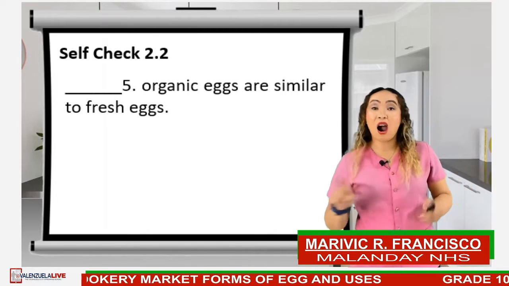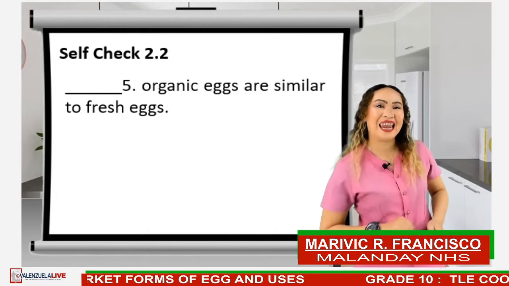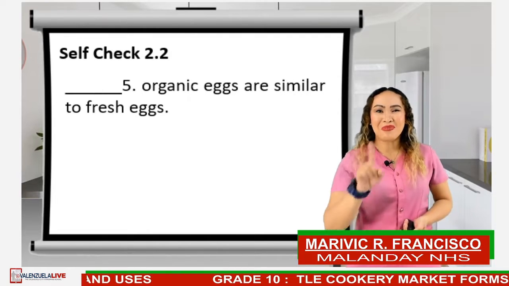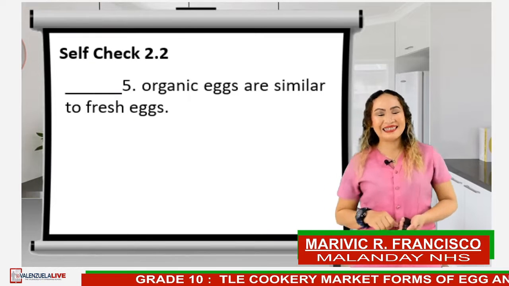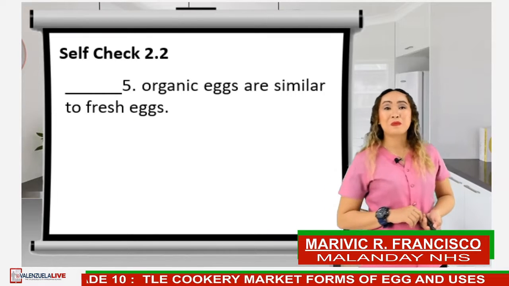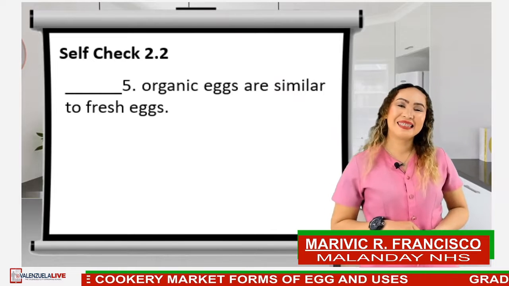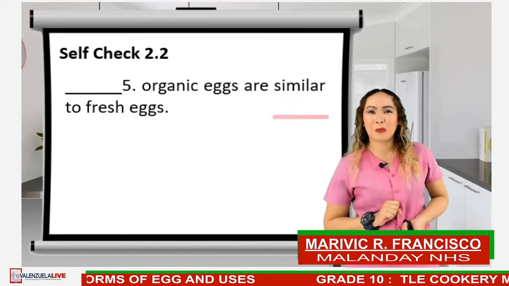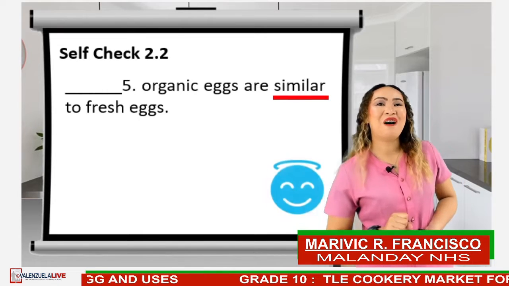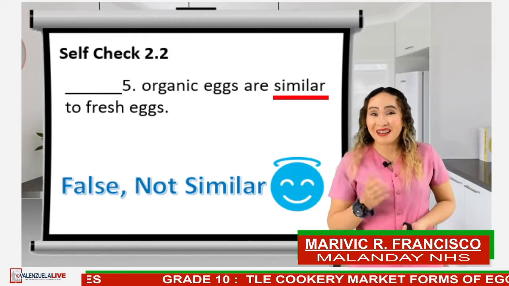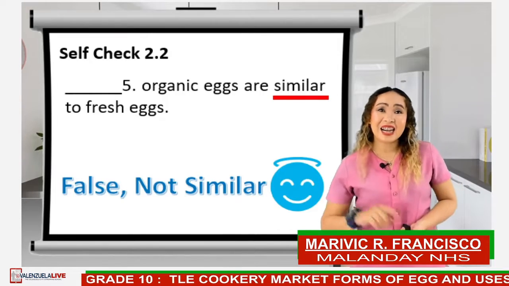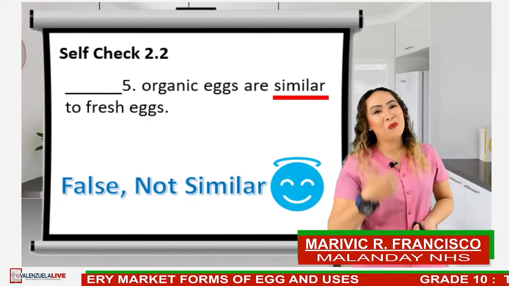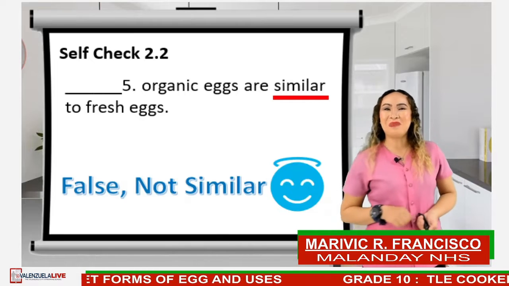Next, number 5. Organic eggs are similar to fresh eggs. Is it a true or a false? Write your answer. If your answer is false, then you are correct. Organic eggs are not similar to fresh eggs. Well done!